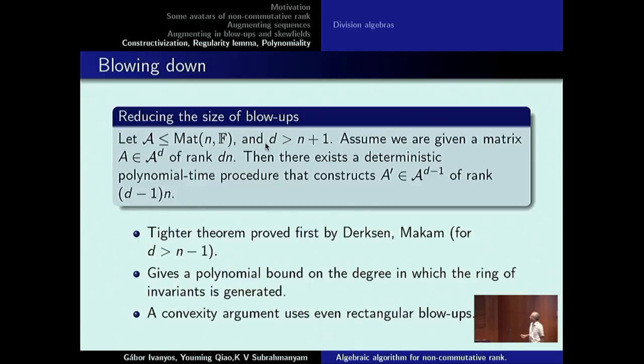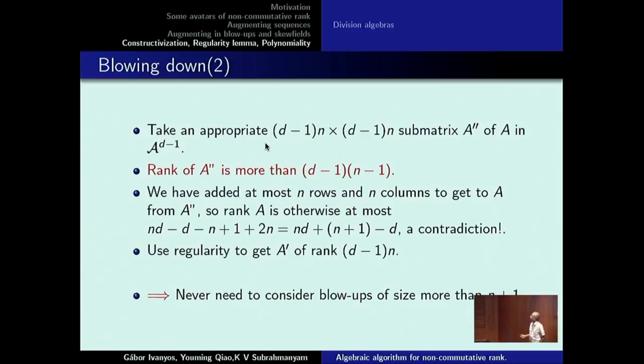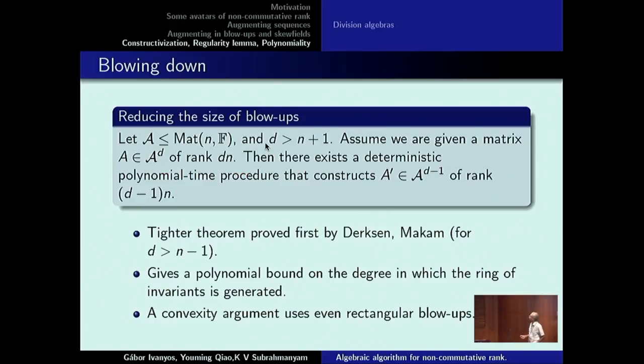So for us, D bigger than n plus 1 is the case where I'll give a simpler proof. Dirksen and Markham actually show that this even works when the blow-up space is even more than n minus 1. So what is this proof? You start off with a matrix of full rank in the blow-up space A times D.